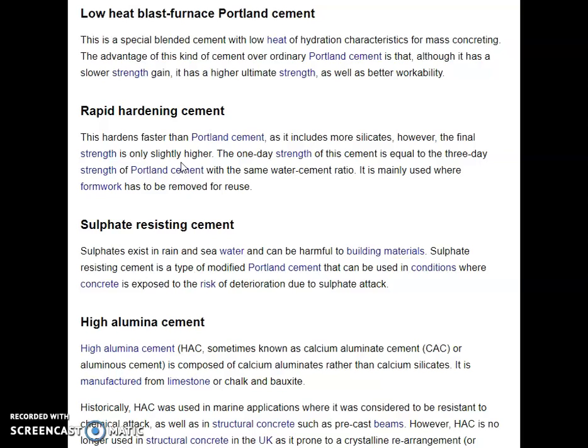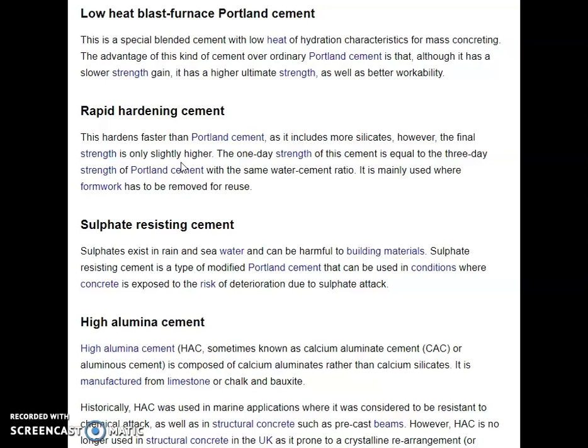Right? So 1 day strength of this cement is equal to 3 day strength of Portland cement. So it is quickly hardened. But at the end of 28 days, both will have hardly any difference. You understand? So with the same water cement ratio, and it is mainly used where formwork has to be removed for reuse.